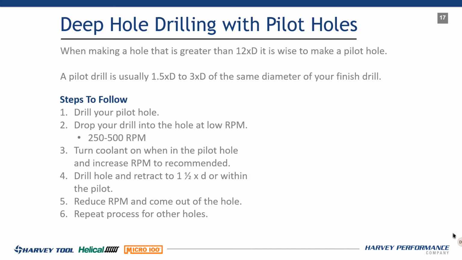That's how much that thing will wobble if it wasn't made correctly or if your collet's not good. Drop that in the hole at 250. When it gets down in there, turn your coolant on in the pilot hole, increase RPM to recommended, drill the hole and retract all the way up to where your pilot is, 1.5 times D, or where the pilot is. Reduce your RPM, come out of the hole, turn your coolant off, and then repeat the process for the other holes.